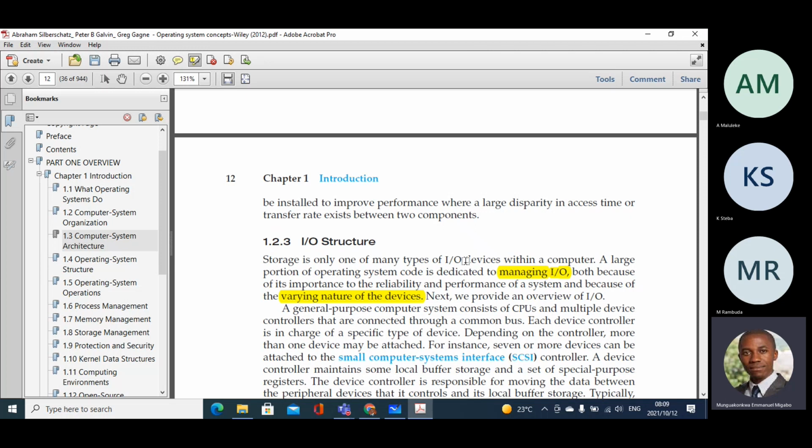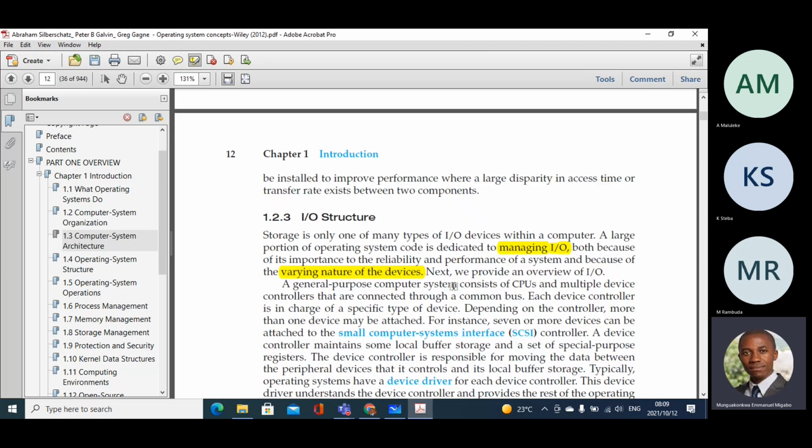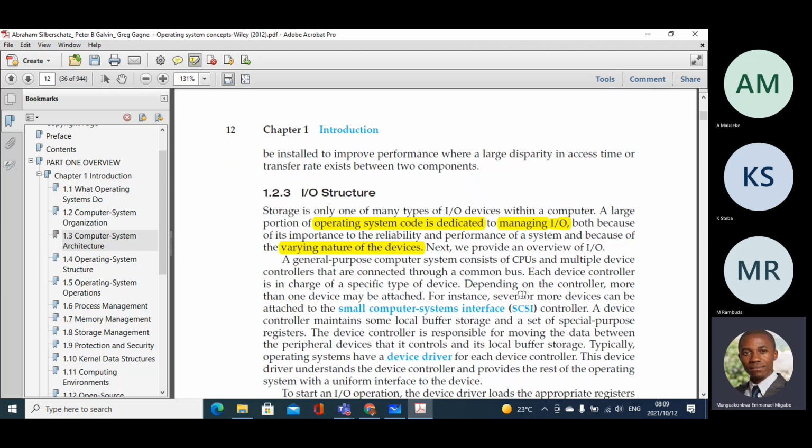But at the end of the day, the operating system still has to handle their functionality despite their diversity. So that's why we're saying a big portion of the operating system code is dedicated to managing IOs, because it's quite an intensive and complex task. Okay. Next, we provide the overview of input and output devices on a computer system.